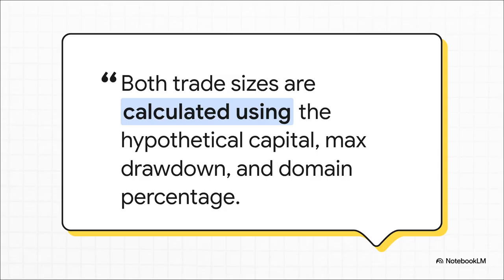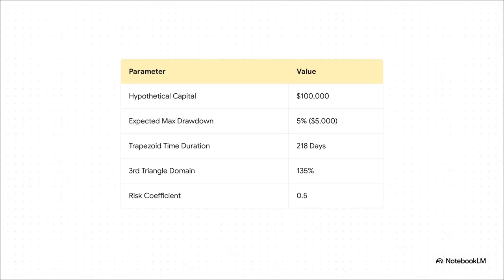So the next big question is, how do you figure out how much to trade? Well, the model is incredibly specific about this. I'm going to read this directly from the source material because it's mandatory. Both trade sizes are calculated using the hypothetical capital, the investor's maximum allowed drawdown, the third triangle domain percentage, the risk coefficient, and the contract size. So yeah, this isn't just a guideline, it's a fundamental part of the entire method. And here are the exact numbers that feed into that calculation for this particular SOL cycle.